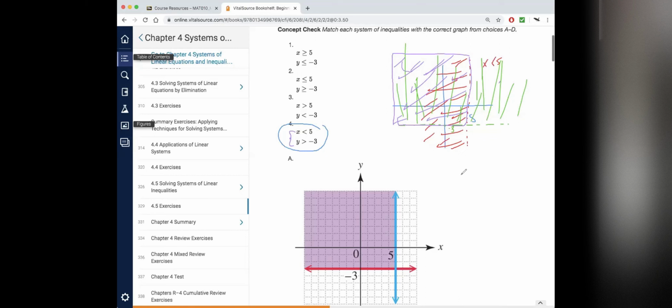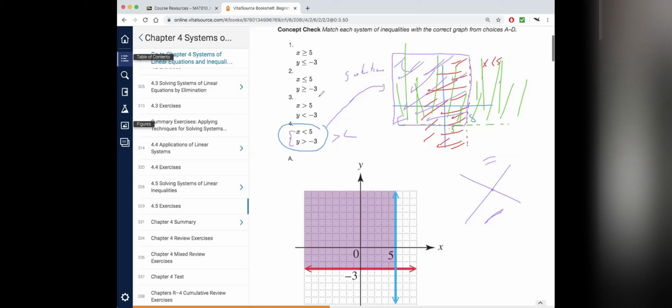Just like we saw before with lines instead of inequalities, the solution was the intersection of the two. Same thing with inequalities. So these were equations because they had equal signs. These are inequalities because they have less than or greater than. So for the lines, the point of intersection, where the two lines overlap, is a solution. But for inequalities, that's where the two shades overlap. So that's the solution to this system. So this quadrant here is the solution of this system.